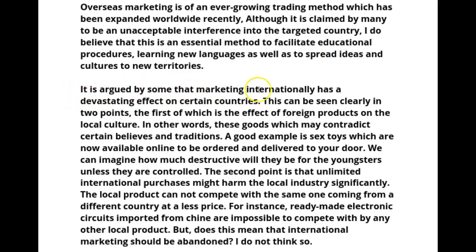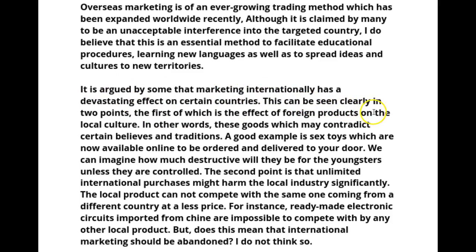It is argued by some that marketing internationally has a devastating effect on certain countries. We would need to be a little more specific than this, or a little more ambiguous. To say certain countries implies that we know which countries it is. We could just say some countries, and then we could be completely ambiguous, so that we're not hinting that we know which countries exactly are being affected.